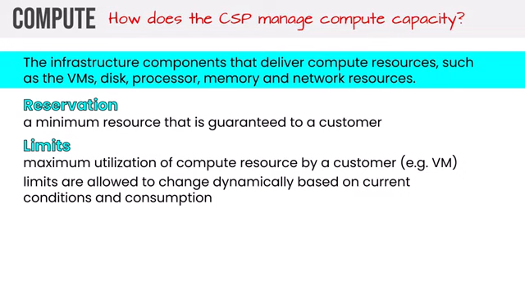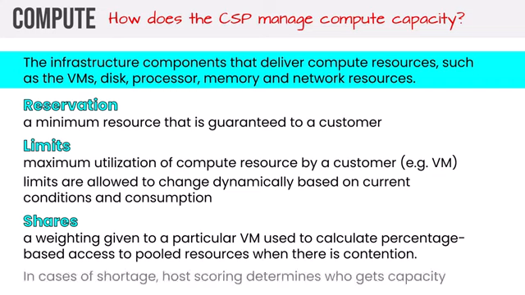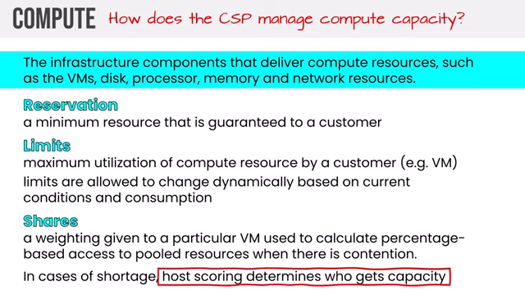their infrastructure by design. And shares, a weighting given to a particular VM used to calculate percentage-based access to pooled resources where there's contention. And you'll even see VM SKUs that allow us to select a lesser SKU at a lesser price for non-production workloads where we know we're going to be deprioritized in times of contention, but we pay less for that resource over the course of the month as we're paying for that subscription. In case of a shortage, though, host scoring will determine who gets capacity, generally speaking.